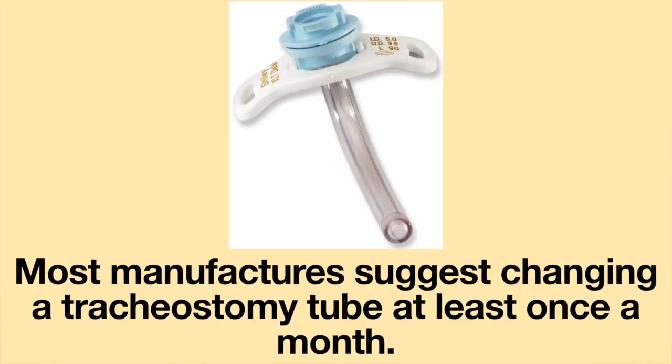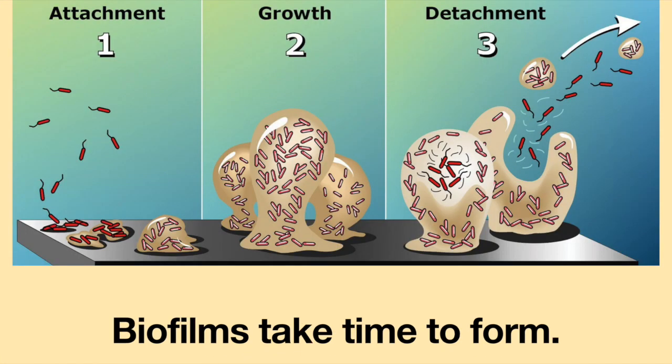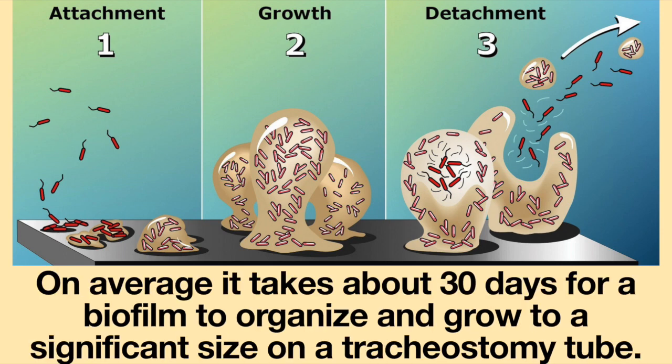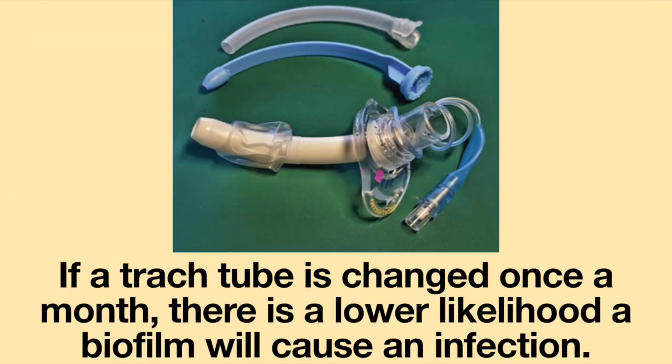Most manufacturers of tracheostomy tubes suggest changing a tracheostomy tube at least once a month. There are many reasons for this, but one of them is preventing biofilm-associated infections. Biofilms take time to form. On average, it takes about 30 days for a biofilm to organize and grow to a significant size on a tracheostomy tube. After 30 days, the risk of developing a biofilm-associated infection greatly increases. If a tracheostomy tube is changed once a month, there is a lower likelihood a biofilm will cause an infection.